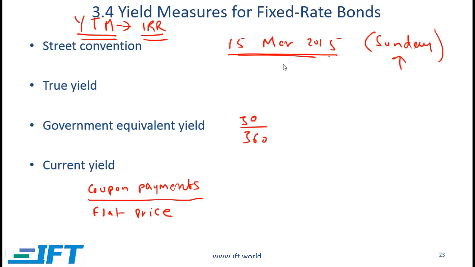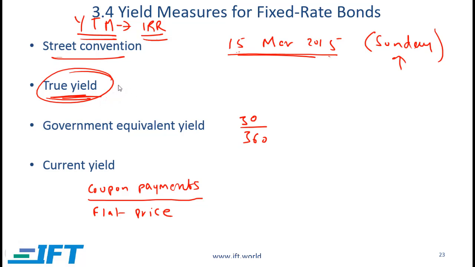Do we assume that the payment is actually made on this day, or do we assume that the payment is made on Monday? Two conventions can be used. One is called the street convention and the other is the true yield. The street convention is to assume that the payment is actually made on the date stated, which is 15th March. The other convention is called the true yield convention, where we assume that the payment is made on the Monday. So this is called true yield because this is the actual true yield, as it makes the correct assumption.